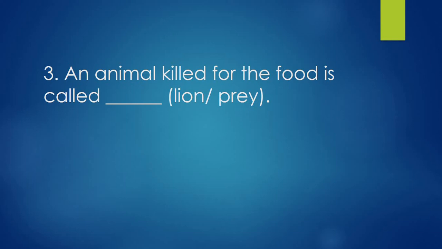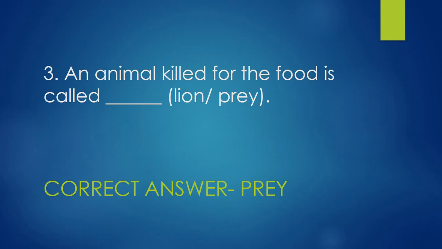Let's see what the correct answer is. Please check your answer. The correct answer is prey. An animal killed for the food is called prey. Lion is a carnivore animal, right? And I don't think anyone kills a lion and eats it. It can be a lion itself who kills the lion, but no one else can, other than human beings nowadays. Anyways, I hope you have checked your answers.